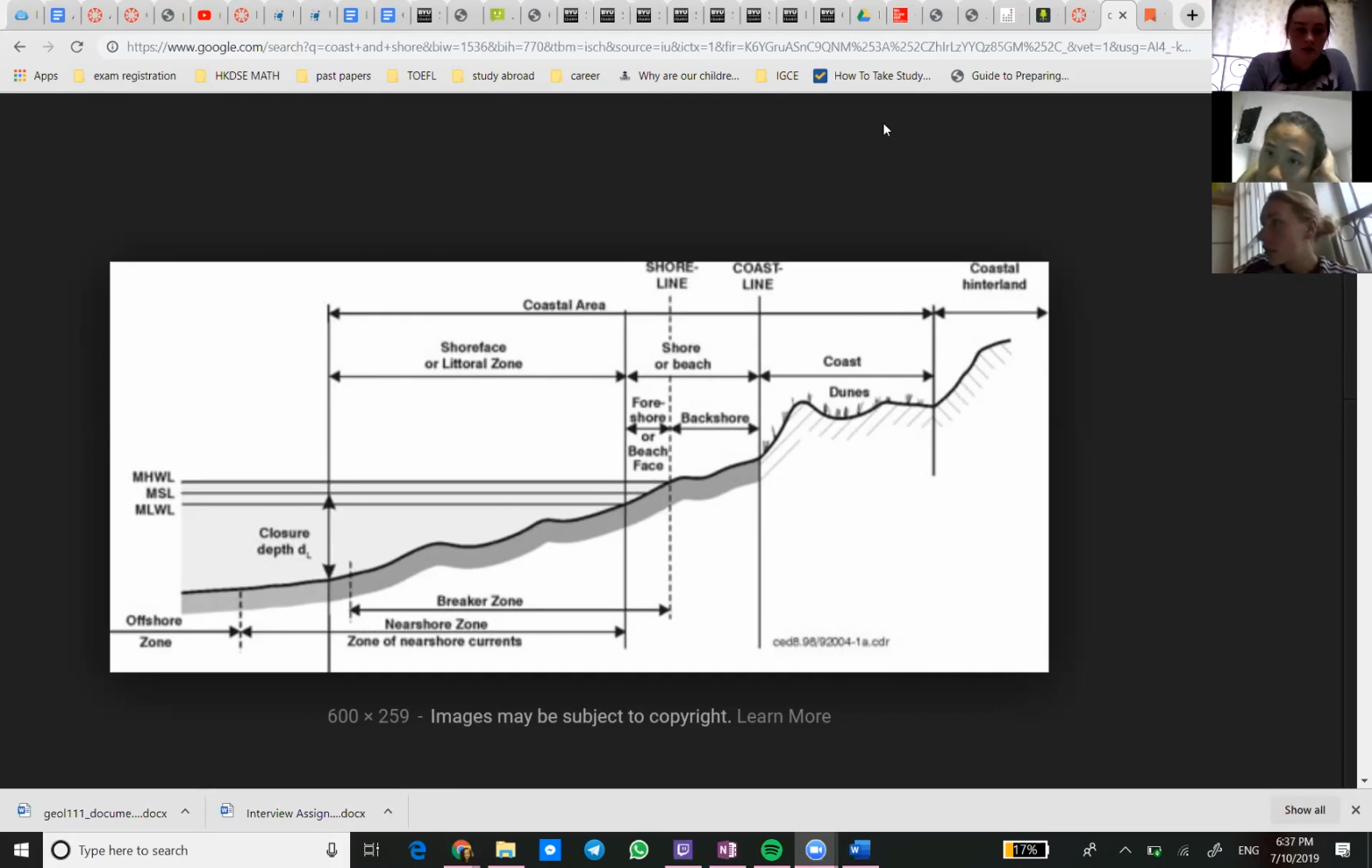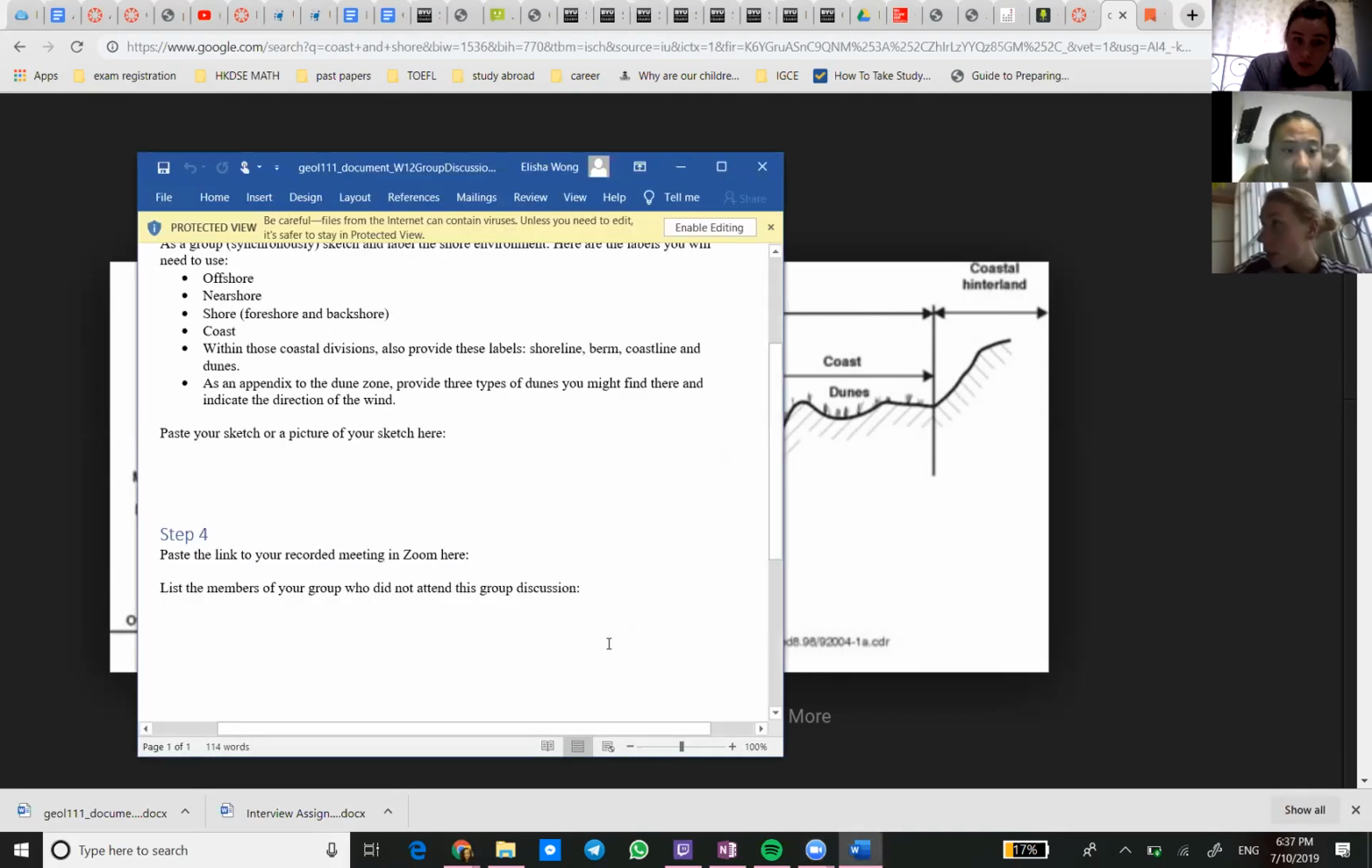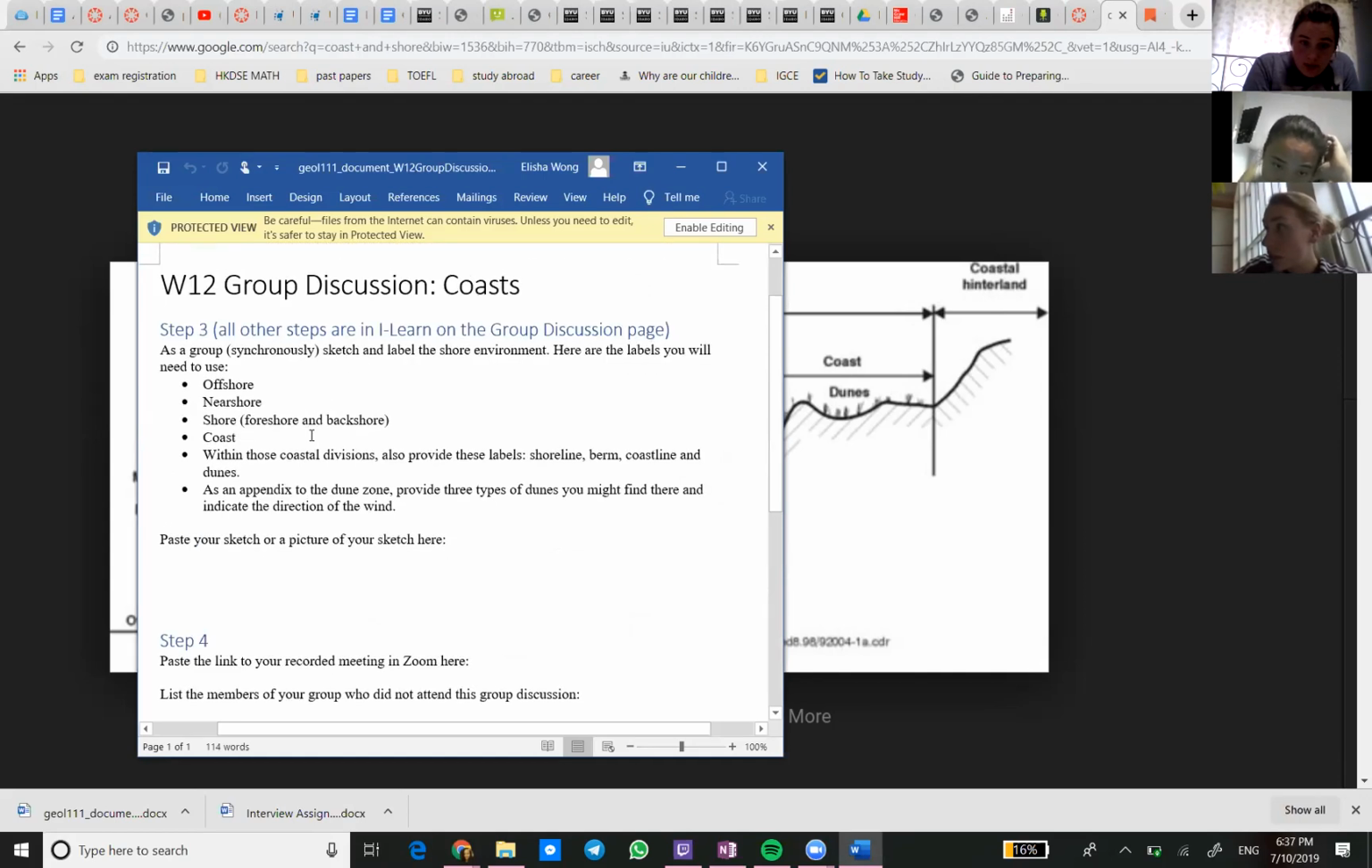Do we get everything? Foreshore, backshore, nearshore, offshore, coast. As an appendix to the dune zone, provide... Okay. Yeah, we already did that. Place your sketch or a picture of your sketch here. Cool. And then a link. Sweet. Okay. Done. I will do that and get it uploaded.